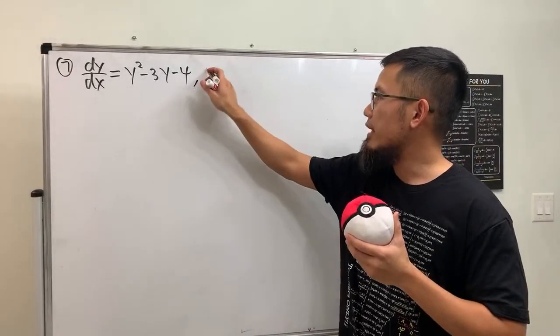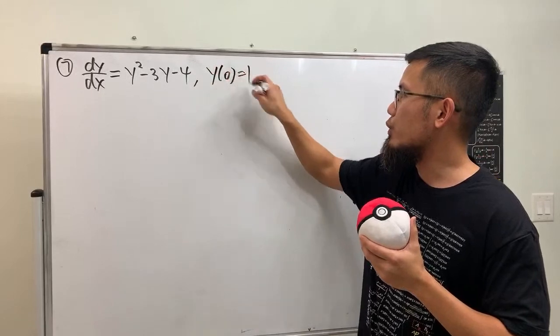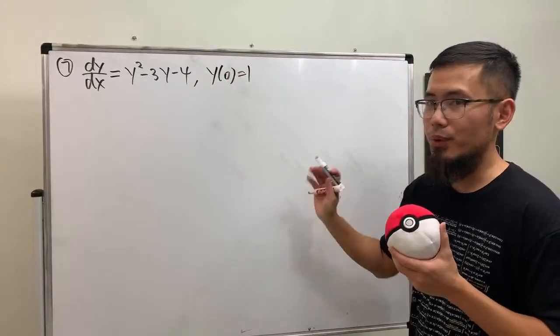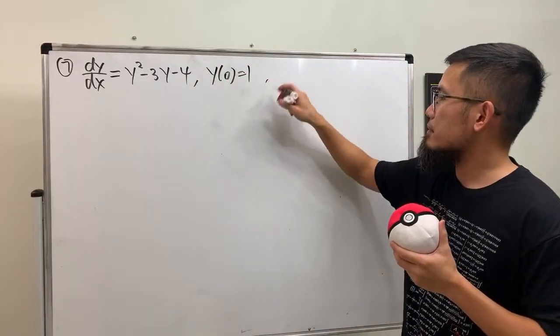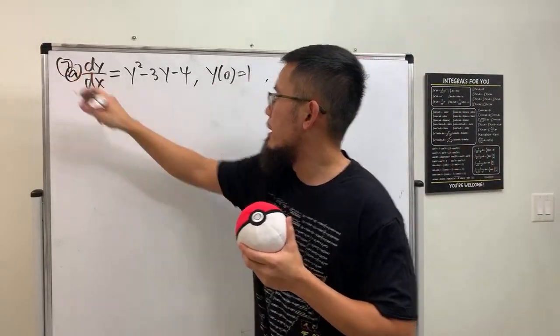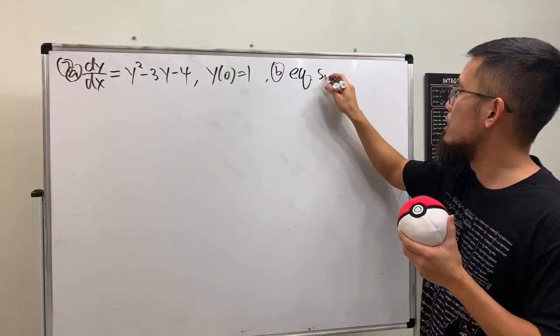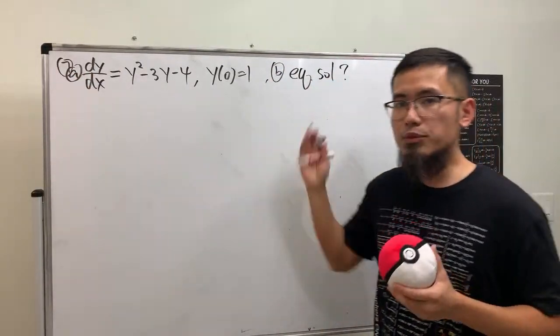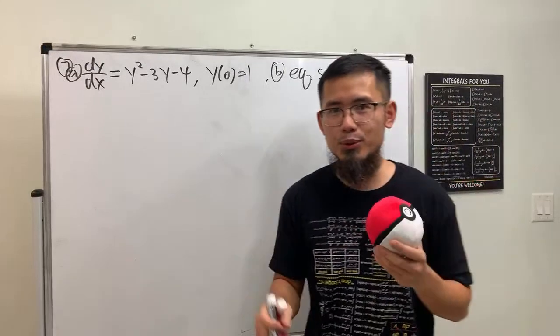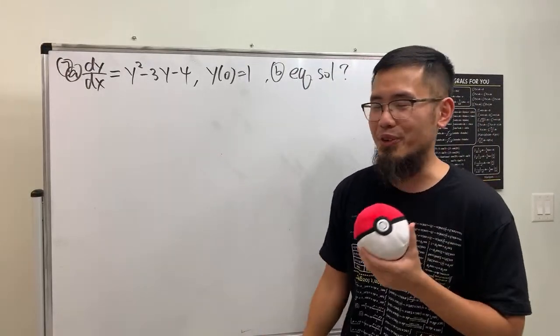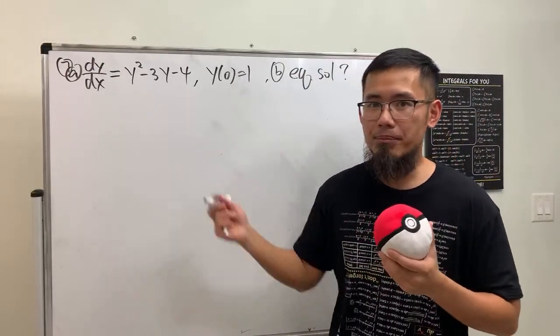We have this, and also we know y of 0 is equal to 1. It's the first one, right? And then this is part A. And then for part B, we want to find the equilibrium solutions. And this right here is actually just 2 points or so because they're just very straightforward. This right here takes some time, but anyway, let's do it.